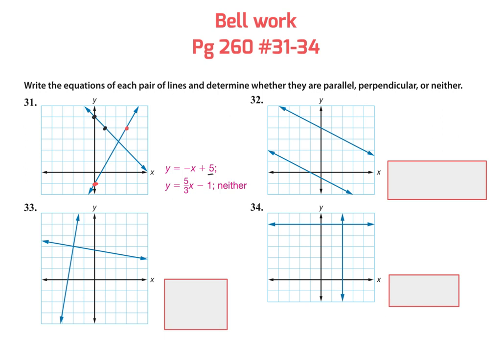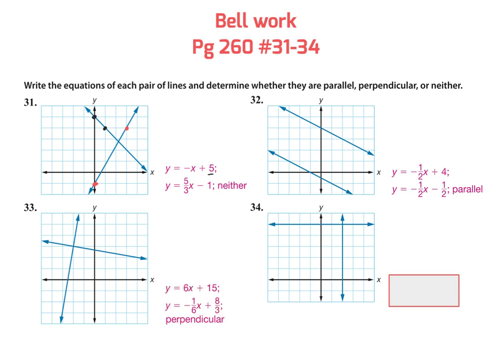And then to answer the question, negative 1 and 5/3 are not the same, so it's not parallel. They are also not negative reciprocals of each other, so they're neither. And so you would have done that all the way across. And so for the next one, you would have gotten the same slope of negative 1/2, parallel. 6 and negative 1/6 are negative reciprocals, so those are perpendicular. And then this is a special case. One was y equals a number and one was x equals a number. And so those are automatically perpendicular. Those are special cases.